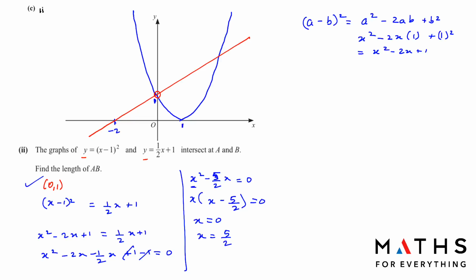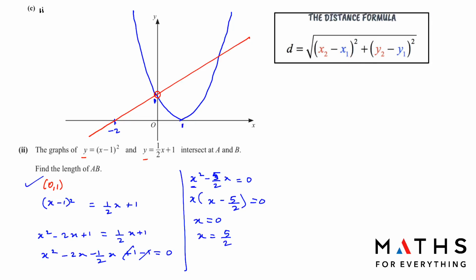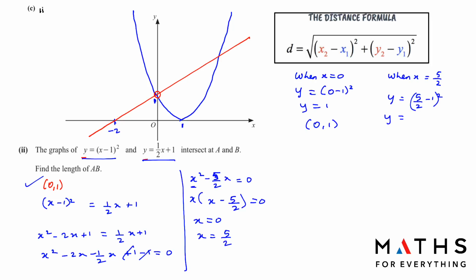Now we have to use our distance formula, which is (x2 minus x1) square plus (y2 minus y1) square. We need x and the y. We got our two x's, now we need our two y's. One y is 1, and to find the other y, in place of x, substitute 5 over 2. You can use this equation or this equation. So when x is 0, I'm just showing that also, (0 minus 1) square, 1. So one point you have is 0 and 1. The other point when x is 5 over 2: y is equal to (5 over 2 minus 1) square, and y will be 9 over 4. So you have the second point, 5 over 2 and 9 over 4. These are your two x's, and the other two are your two y's.